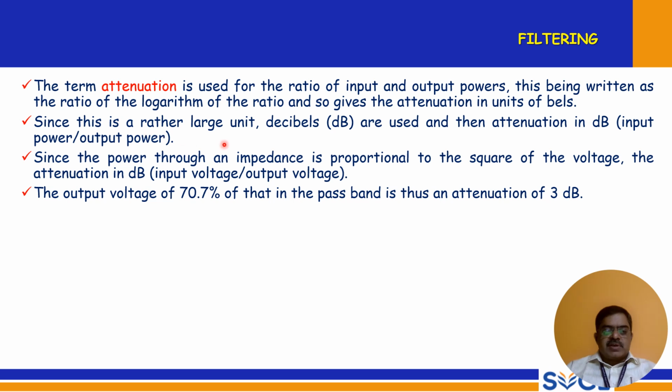And since this is a rather large unit, decibels, dB, are used, and then attenuation in dB is the ratio of input power to output power. Since the power through an impedance is proportional to the square of the voltage, the attenuation in decibels is given by input voltage to output voltage. An output voltage of 70.7 percent of that in the pass band is thus an attenuation of 3 decibels. So it is a small calculation here, 70.7 percent. So this is attenuation. Attenuation is also an important 2 mark question.